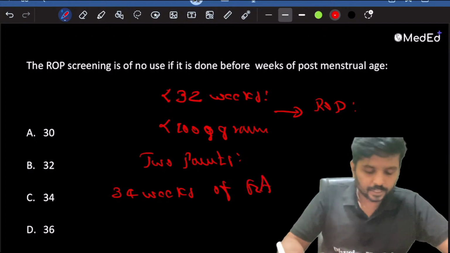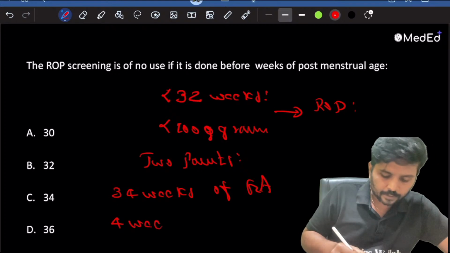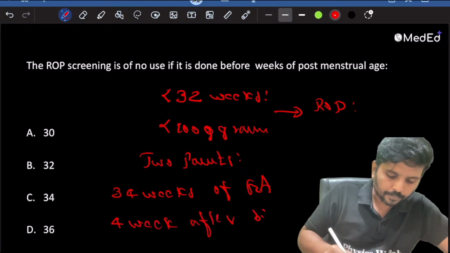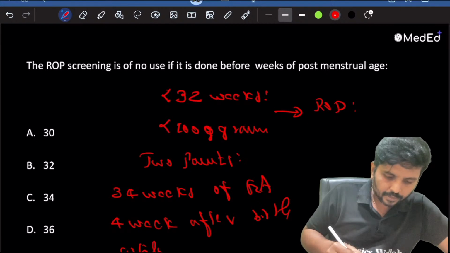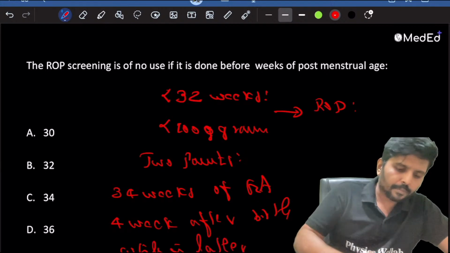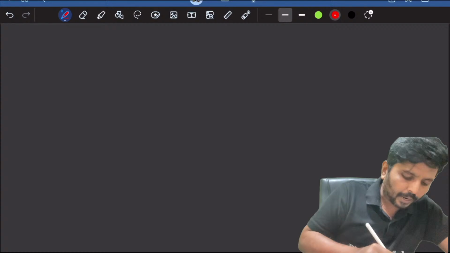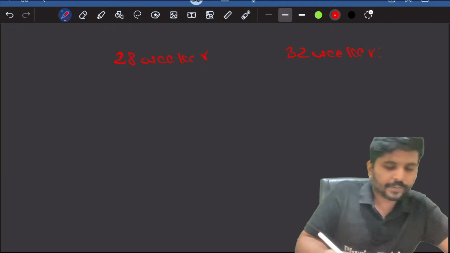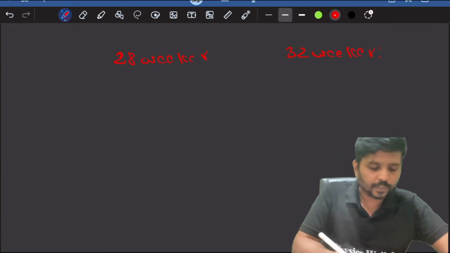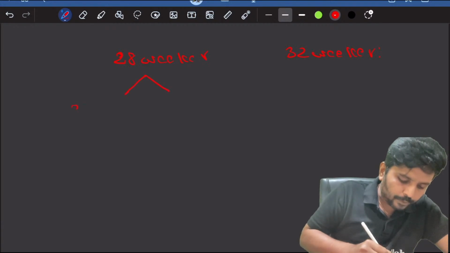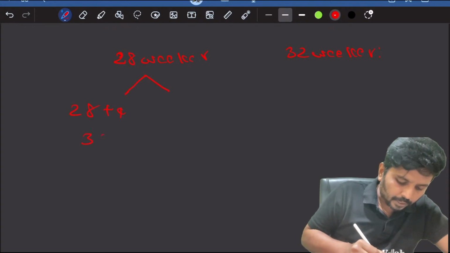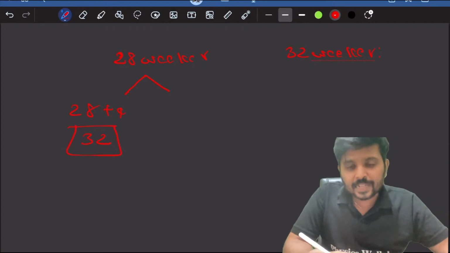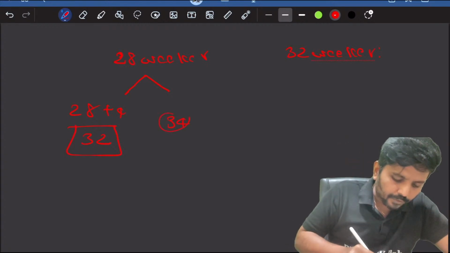34 weeks of gestational age or 4 weeks after birth, whichever is later. So what does it mean? Let me give you an example. I have a 28 weeker and I have a 32 weeker. That means a child born at 28 weeks and a child born at 32 weeks. Then I have two options: 28 plus 4, 32, 4 weeks postnatal age, or 34 weeks, whichever is later.